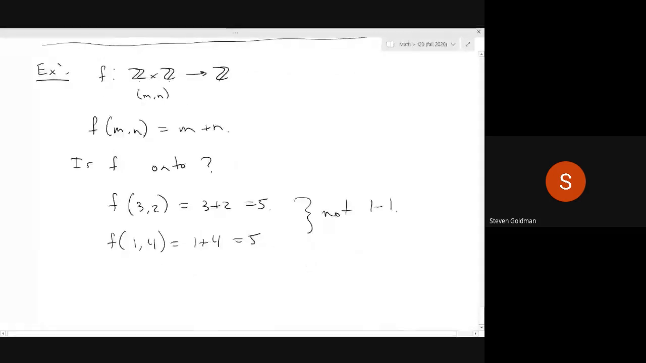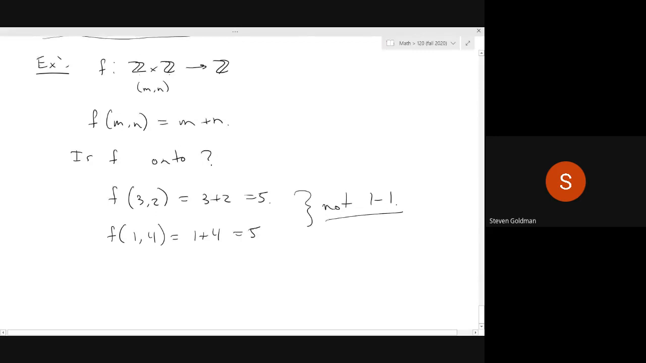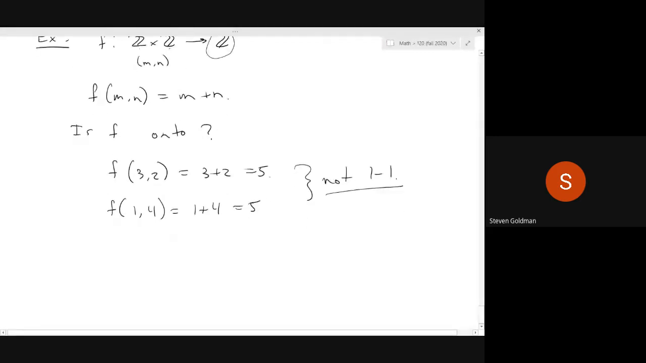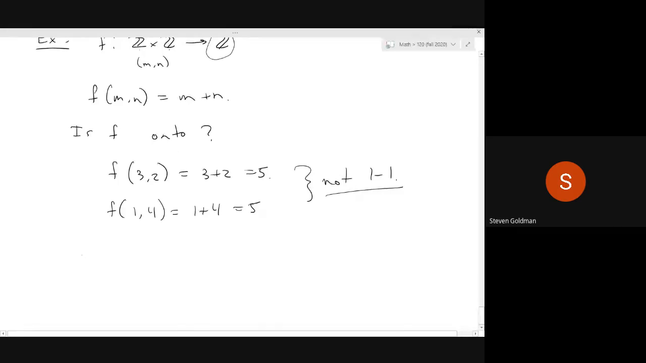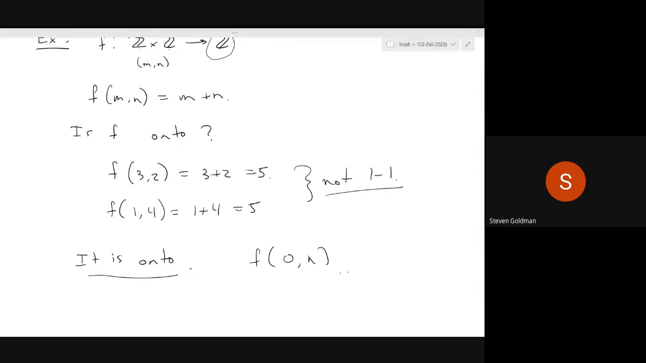But again, that wasn't the question. The question is, is this function onto? And the answer would be yes, because I can get every element in my codomain. Let m be 0 and let n be whatever integer you want. So it is onto. You can get all the integers: n being 0, -1, 1, -2, 2, -3, 3, and so on. The sum would just be that integer.